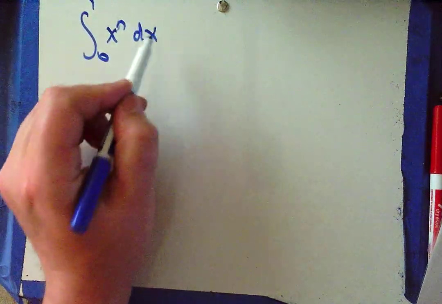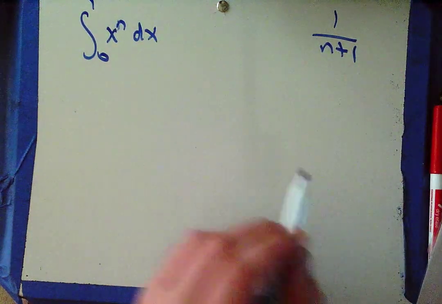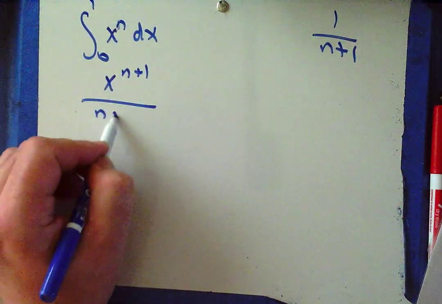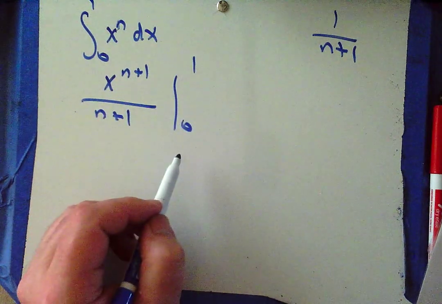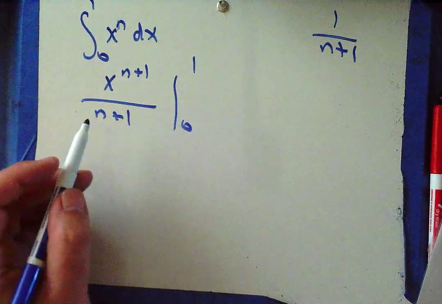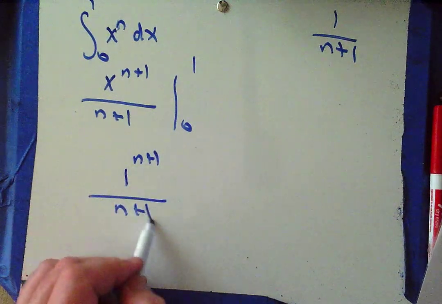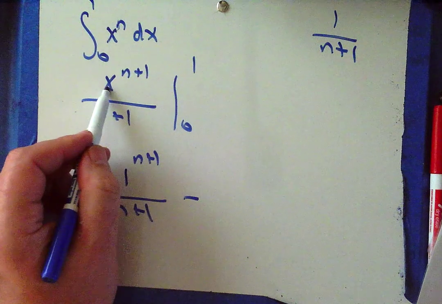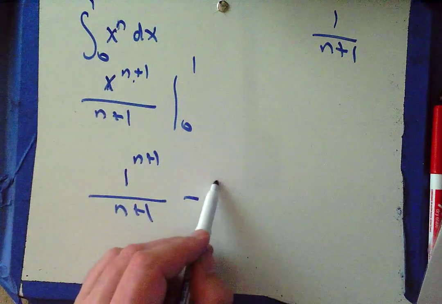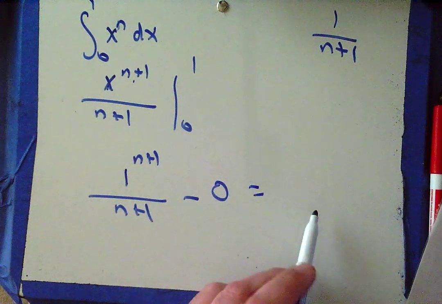I know from my notes that this is supposed to be that, but I wasn't getting that before. So let's see if I can figure that out. x to the n plus 1 over n plus 1 evaluated from 0 to 1. Again, these are x values. I'm plugging these in for x. So I've got 1 to the n plus 1 over n plus 1 minus, if I plug in a 0 here, I have 0 to a power, which is 0. There we go.